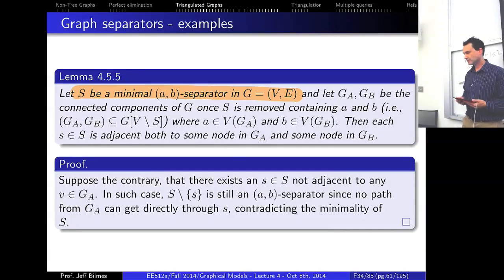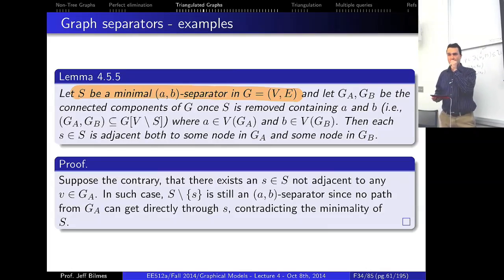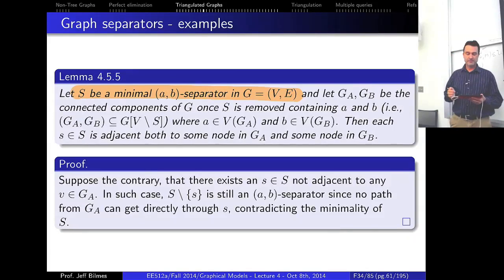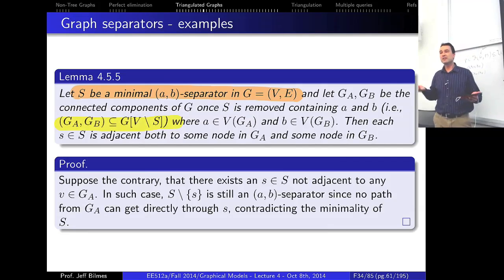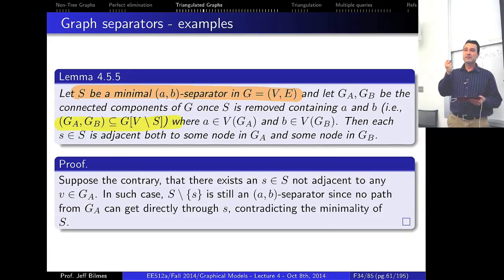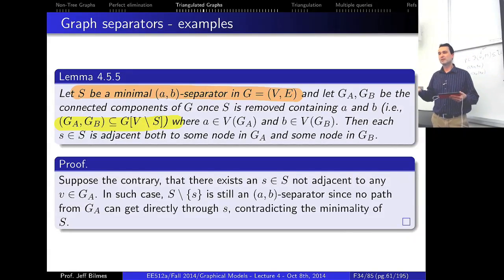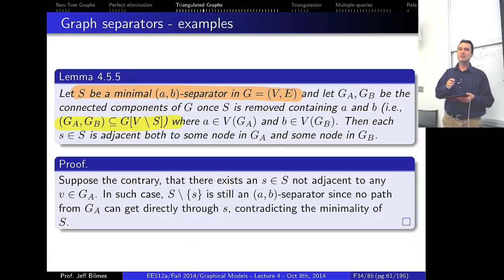Therefore, it makes sense to name these subpieces of the graph, these connected components, GA and GB, to be the connected components of G once S is removed that contain A and B. So here we're sort of abusing notation. We're saying that these two connected components, GA and GB, are a subset of the set of pieces of the graph that S has shattered the graph into, which is notated G with V without any of S in it.